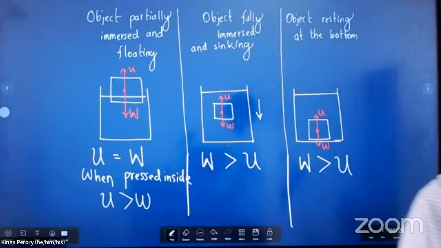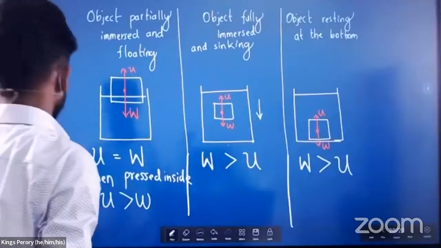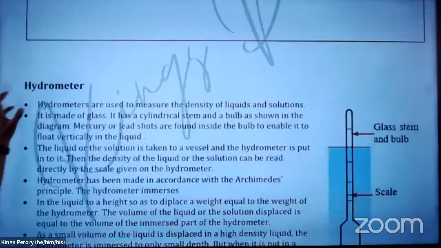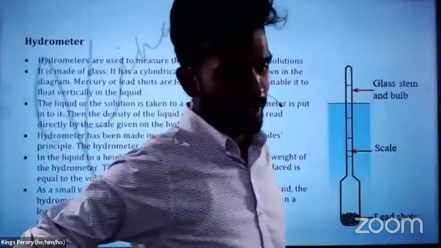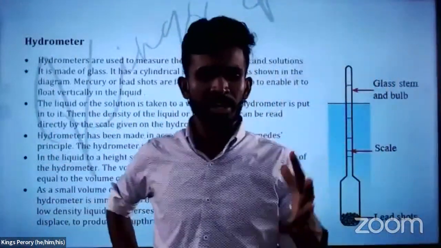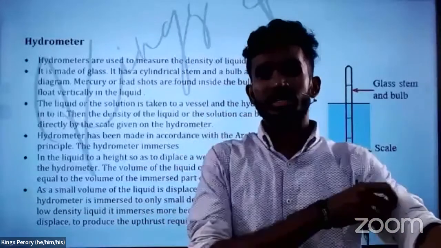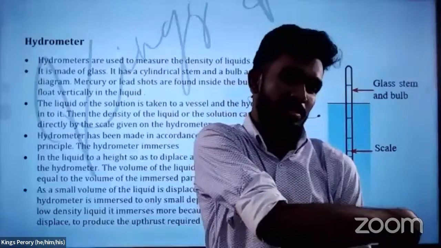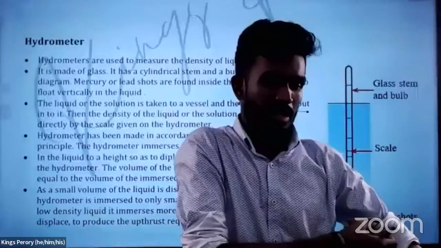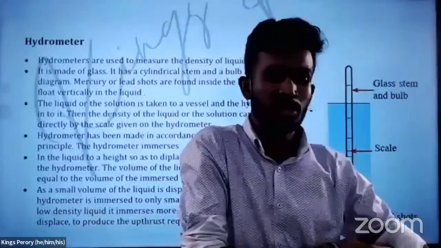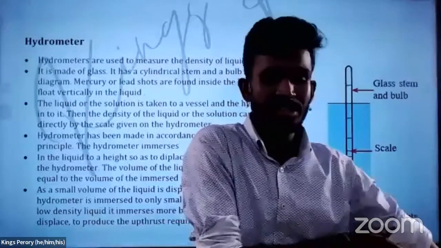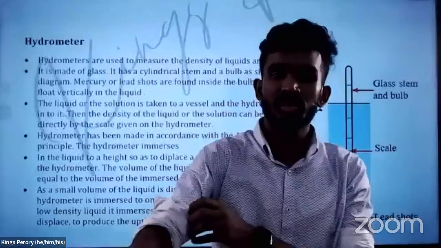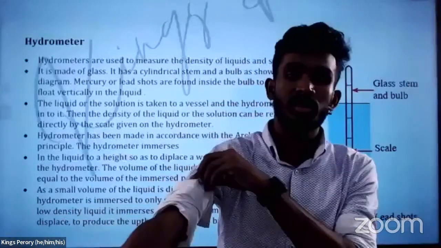Quickly, we'll finish off the last part also. Hydrometer. What is this hydrometer? It's a device used to measure the density of liquids and solutions. Any liquid type, you can measure the density using a hydrometer.